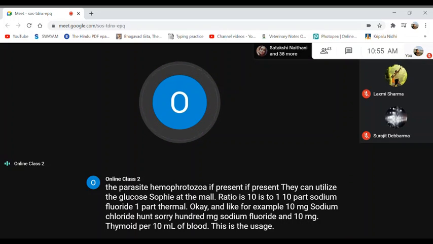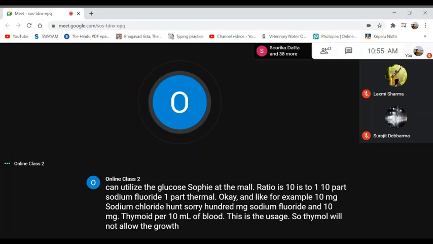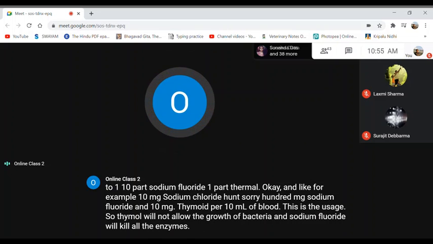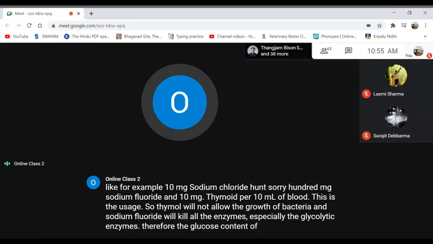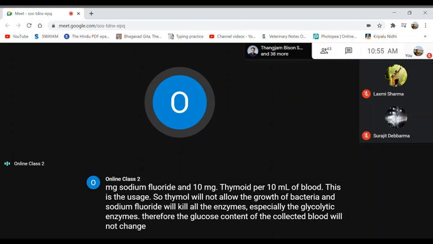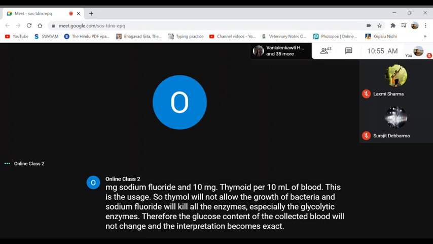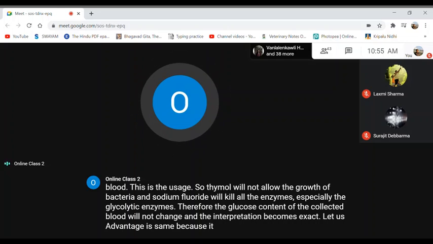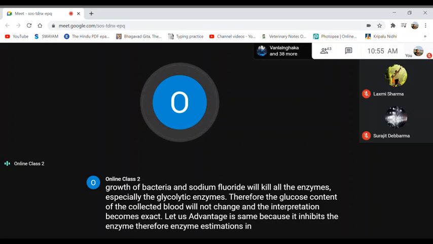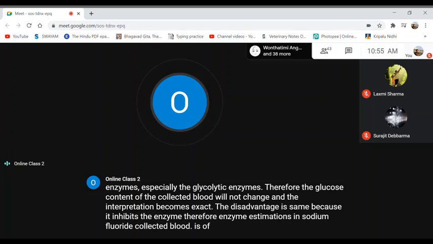So thymol will not allow the growth of bacteria, and sodium fluoride will kill all the enzymes, especially the glycolytic enzymes. Therefore, the glucose content of the collected blood will not change and the interpretation becomes exact. The disadvantage is the same, because it inhibits the enzymes. Therefore, enzyme estimations in sodium fluoride collected blood are of no use because enzymes may not show activity. Okay.